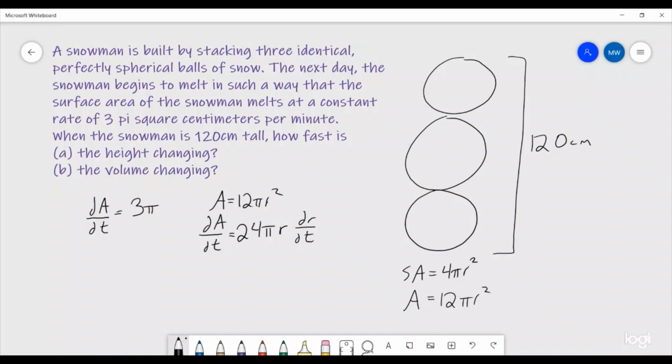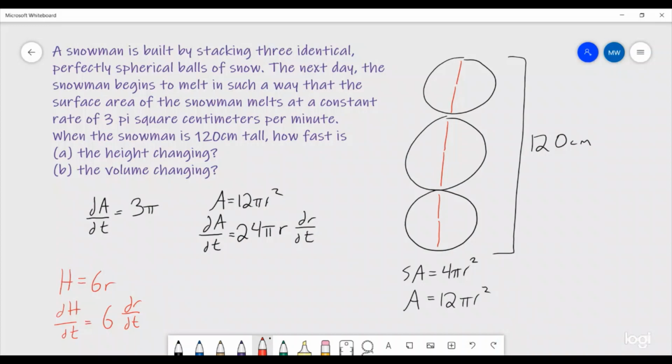Now we have to figure out what's the relationship between dr/dt and the height. Well, if we look at the height of this, we have 1 radius, 2 radius, 3 radius, 4 radius, 5 radius, 6 radius. We know that our function h, the total height, is equal to 6 times r. So if we're trying to find the change in height, dh/dt, that's going to just give us 6 dr/dt. So we now have a connection between height and our area function.